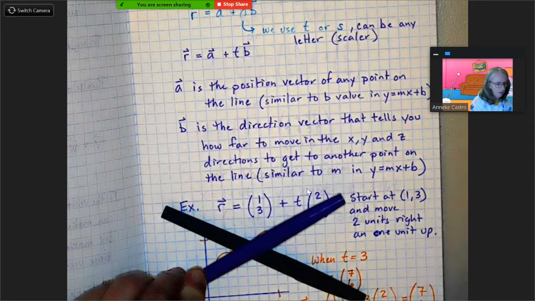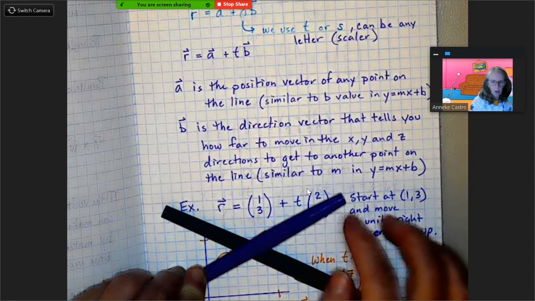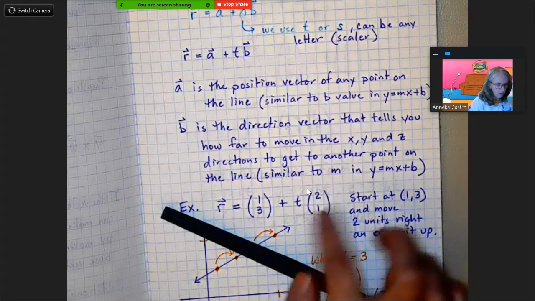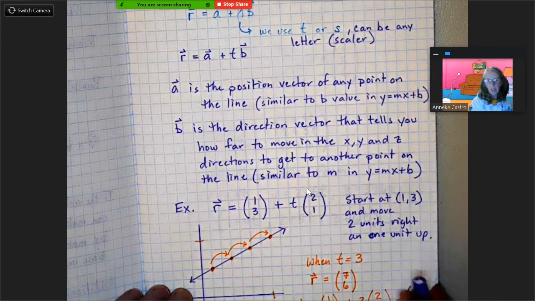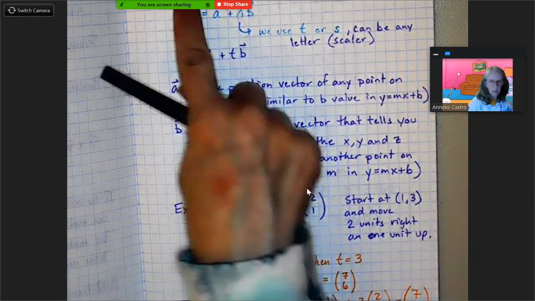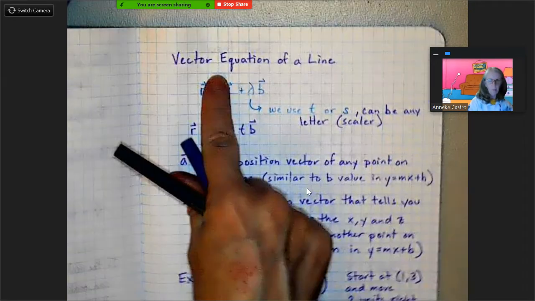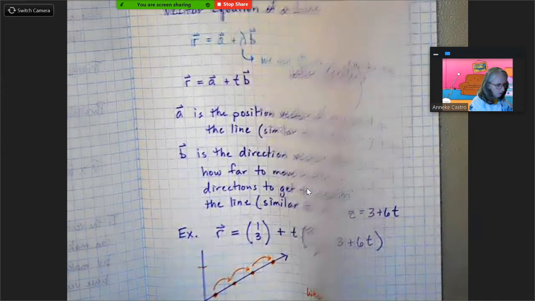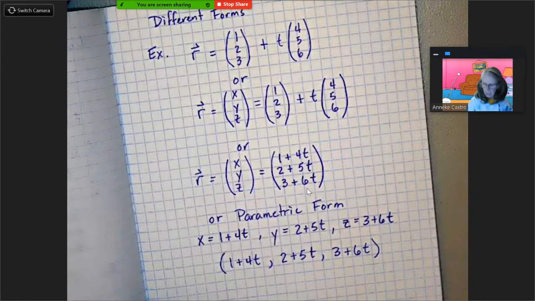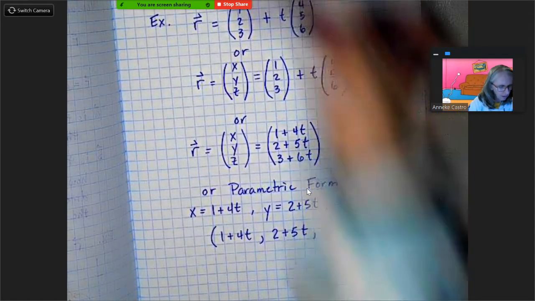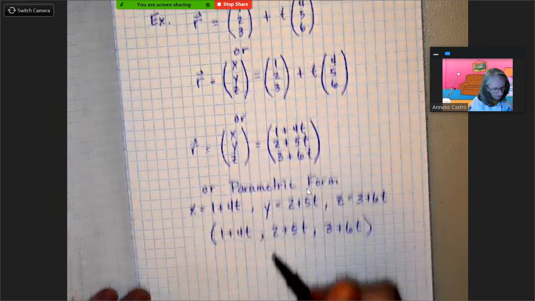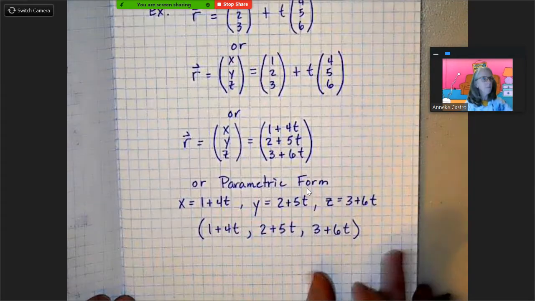The only thing that matters is going to be the slope part of it, which is the direction vector, this part right here. So if you want to find the angle in between 2 lines that are written in vector equation of a line form, you only need to use the direction vector part. That's the b. Okay, so let's just go ahead and write down a little example of that. So this is kind of like a little bit of additional information.